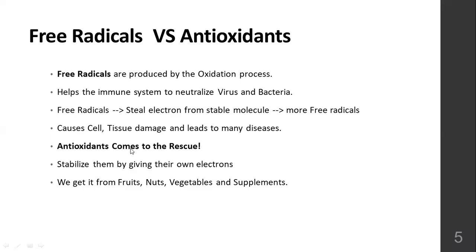So this is where antioxidants come to your rescue. They stabilize the free radicals by giving up their own electrons. As I mentioned earlier, antioxidants have many electrons in their outer shells. They readily give them up without becoming unstable on their own. That is the potency of antioxidants. And we get antioxidants from fruits, nuts, vegetables, even dietary supplements. Sources of antioxidants we'll see.